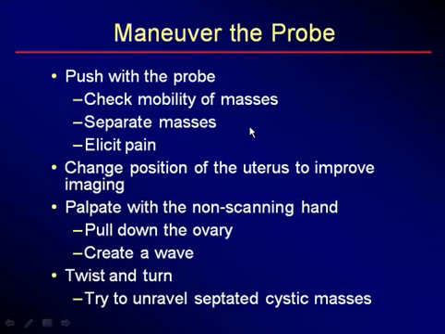Maneuver the probe. Push with the probe. Check mobility of the mass. Separate masses. Elicit pain. Change position of the uterus to improve imaging. Use your non-scanning hand to palpate a mass or pull down on the ovary. Pull it down towards the pelvis. Create a wave. See if things move. Twist and turn the probe to try to unravel tubular masses.